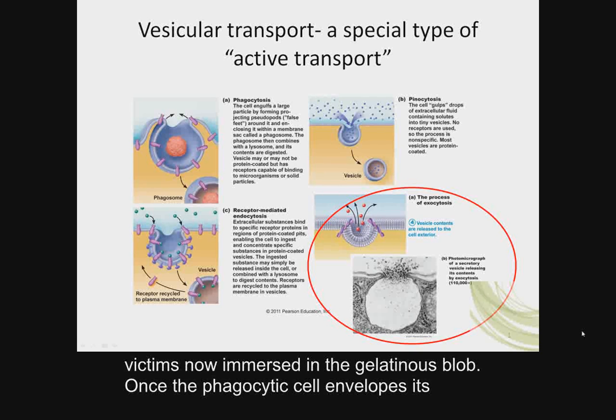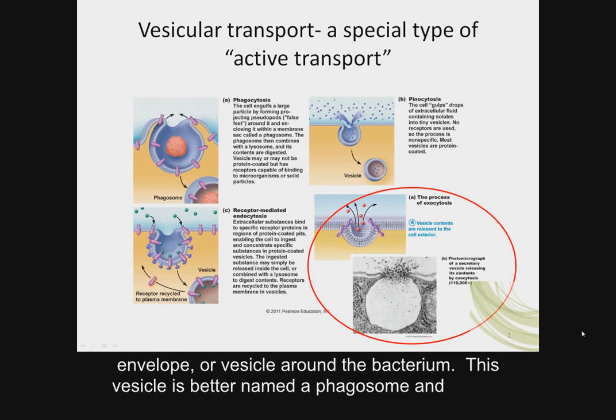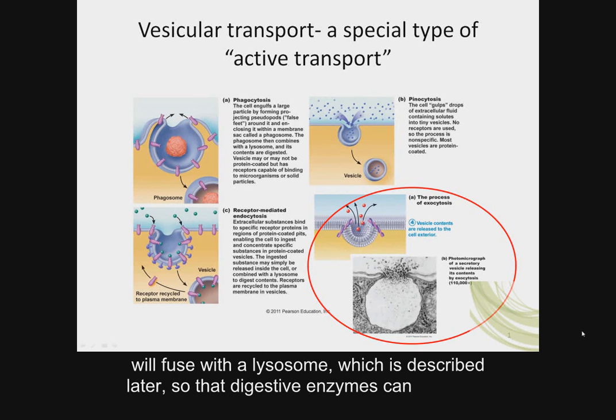Once the phagocytic cell envelops its prey, like a bacterium, some of the membrane pinches off, forming a membrane-bound envelope or vesicle around the bacterium. This vesicle is better named a phagosome and will fuse with a lysosome, which is described later, so that digestive enzymes can degrade the bacterium.